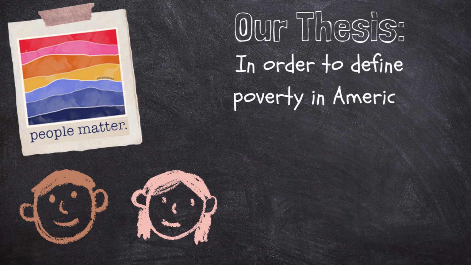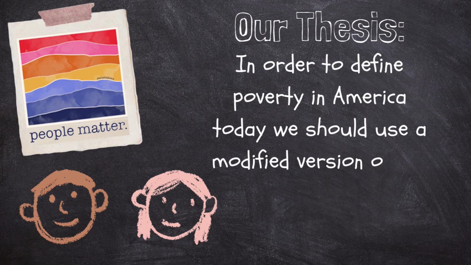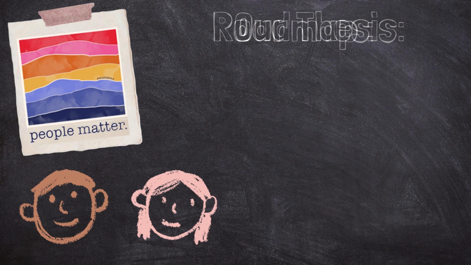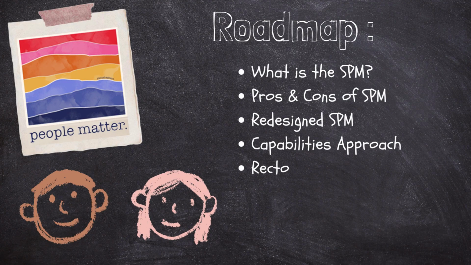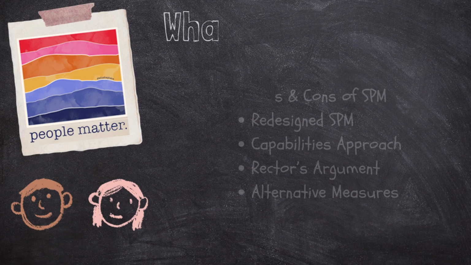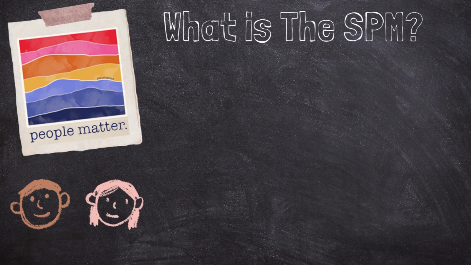In order to define poverty in America today, we should use a modified version of the SPM. We will begin by outlining what the SPM is, its pros, and its limitations, then shift into solving the problems in a redesigned SPM. So what is the SPM?